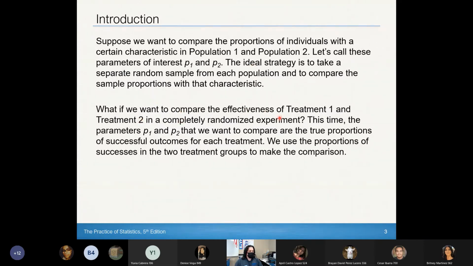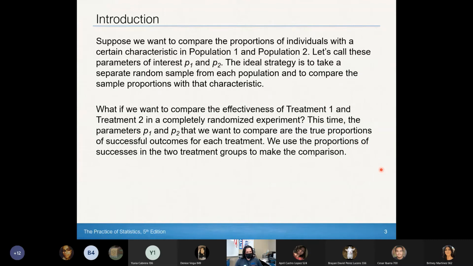Right. What if we want to compare the effectiveness of treatment 1 and treatment 2 in a completely randomized experiment? This time the parameters P1 and P2 that we want to compare are the true proportions of successful outcomes for each treatment. We use the proportions of successes in the two treatment groups to make the comparison. In this scenario, we could be running an experiment conducted within a certain population, and then we want to know essentially which treatment was more effective.